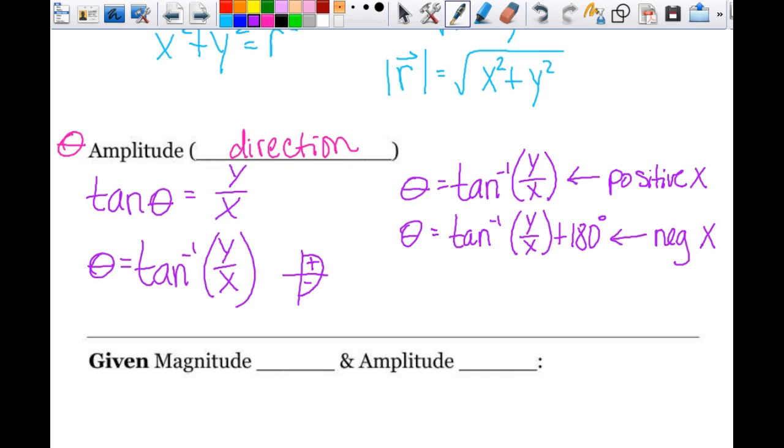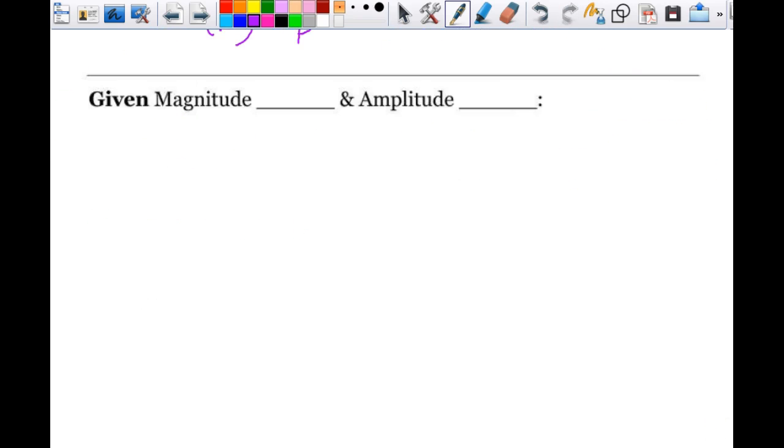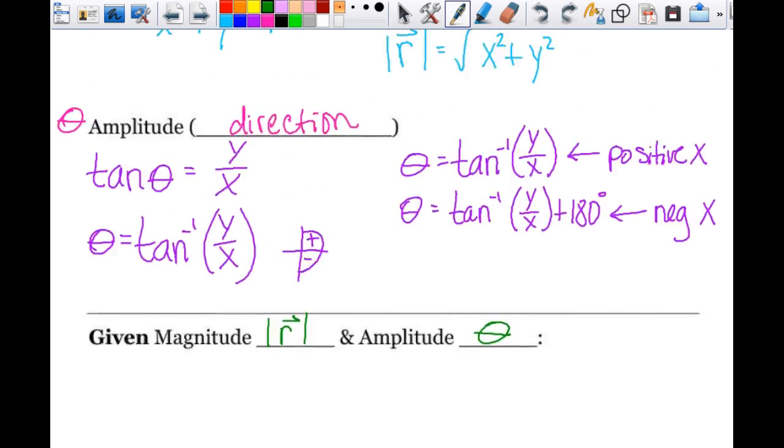So that's when we're given the vector, and we want to find the magnitude and the angle. Now let's say that we are given the magnitude, which is denoted like this, and the angle, and we want to find the vector. So I'm given those things and I need to find x and y.